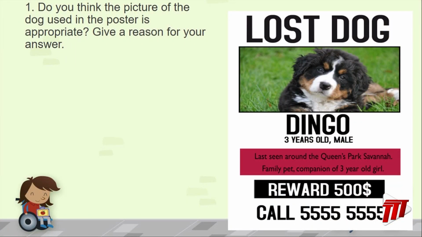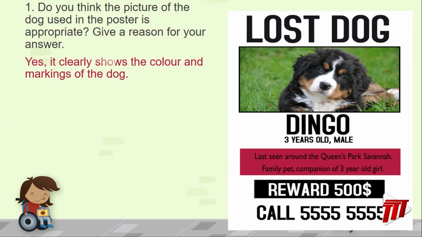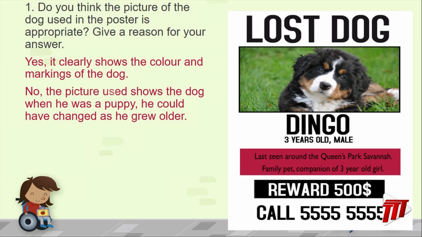But if we continue reading the poster, we will see that Dingo is 3 years old. Does this picture look like a 3-year-old dog, or does it look much younger? Someone looking at the picture would say that it's a very old picture of Dingo when he was a puppy, so it might not be appropriate. In our situation, we could say, yes, it clearly shows the color and markings of the dog. Or we could say, no, the picture used shows the dog when he was a puppy. He could have changed as he grew older.